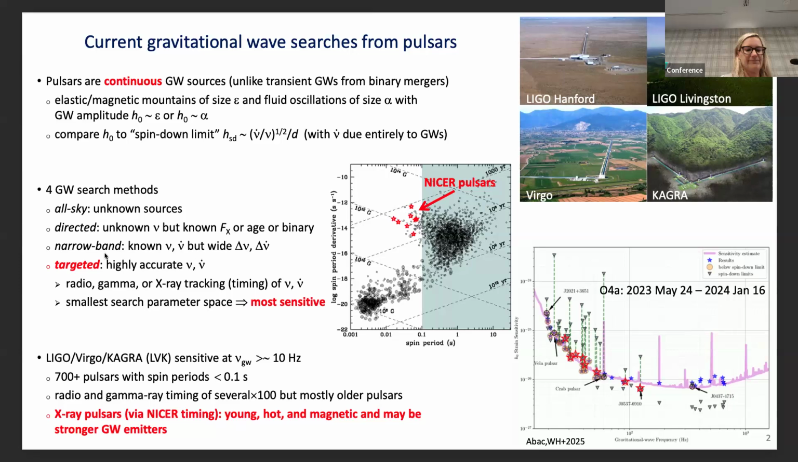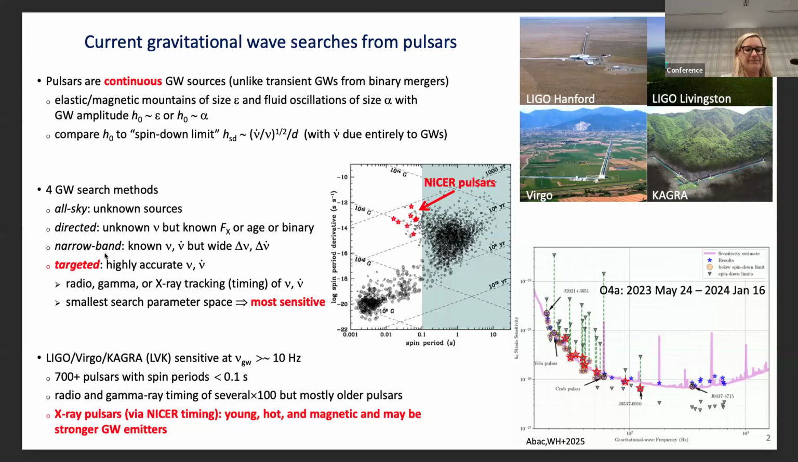These are ones where we know how fast the pulsar is spinning and how fast that spin is changing over time. We get that information from electromagnetic studies, like the radio, gamma ray, or X-ray timing of the pulses from the pulsar. Because we know the spin frequency and the spin frequency derivative, that allows us to greatly reduce the search through the gravitational wave data. It gives us the most sensitivity.